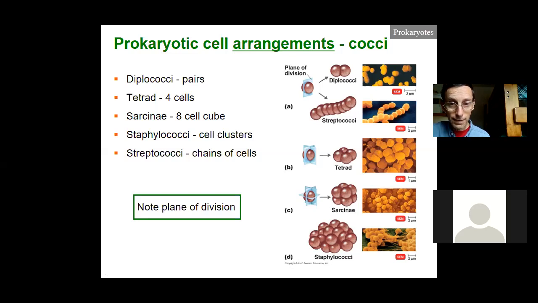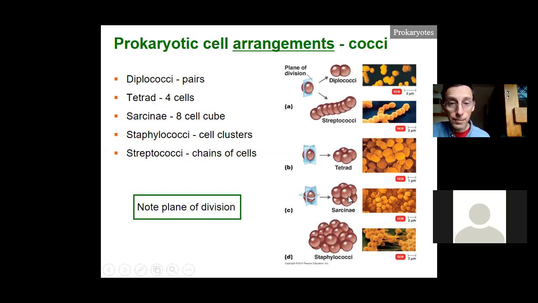My mouse died. 1, 2, 3, and then 4 behind it. 1, 2, 3, 4, 8. And it's kind of hard to see, but if you were to count that group there, that would be a sarcina, a group of 8 cells.